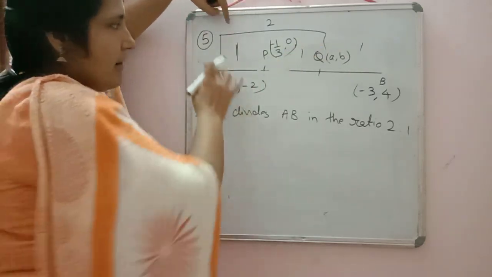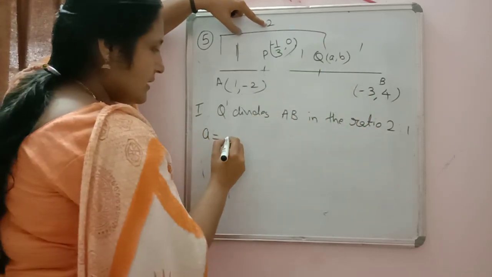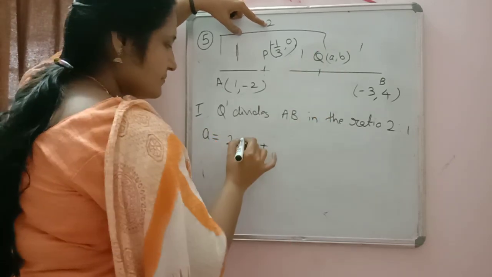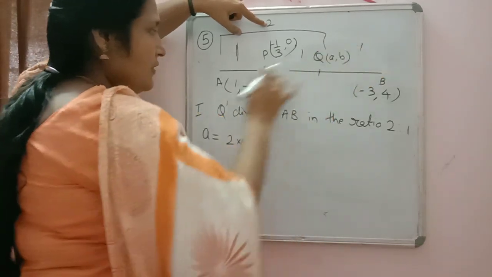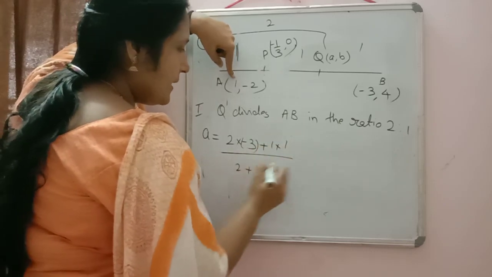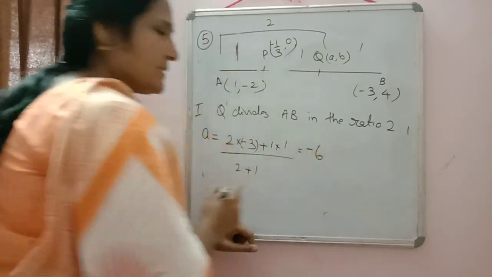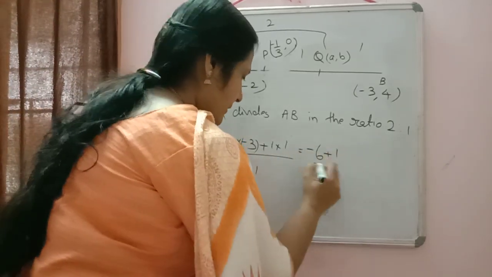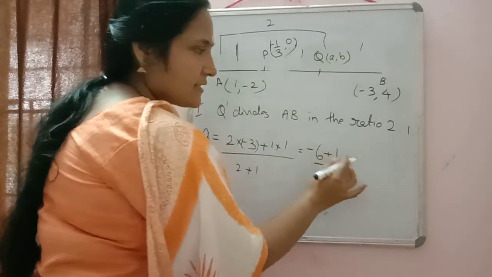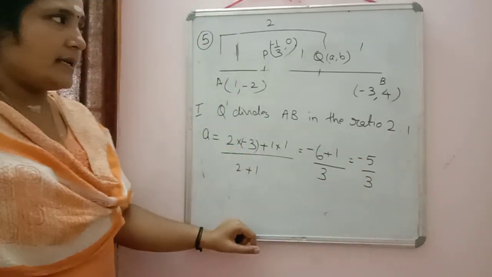So again, now we have AQ as 2. 2 will be multiplied by the opposite x coordinate. So 2 into -3 plus 1 into 1, by 2 plus 1. 2 into -3 will be equal to -6, plus 1, by 2 plus 1 is equal to 3. -6 plus 1 will be equal to -5 by 3.